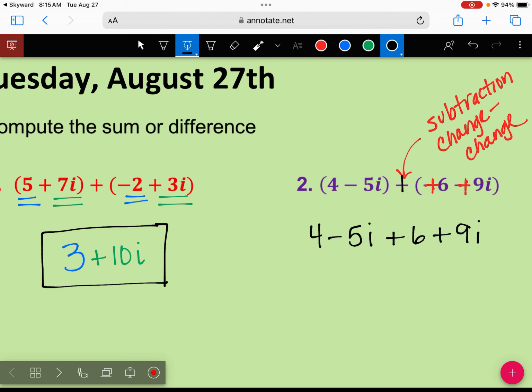Go ahead and complete this. Not complete the square, sorry. Combine your like terms. So you're adding together your real numbers and your imaginary numbers. And when you do that, I'll give you a minute to do that so you all can practice, and then I'll see if you got the right answer.